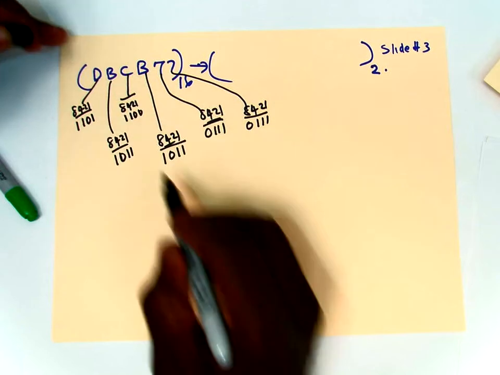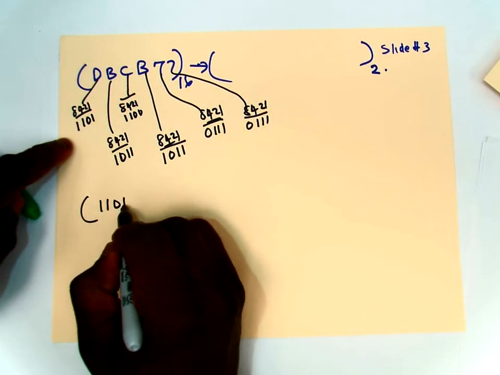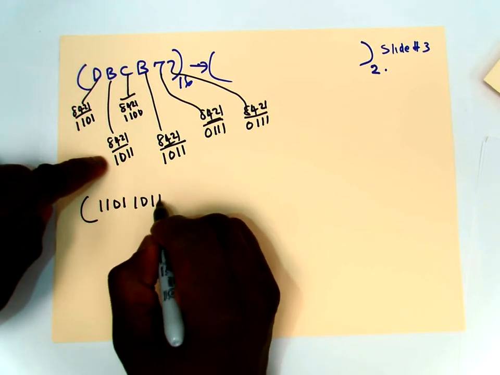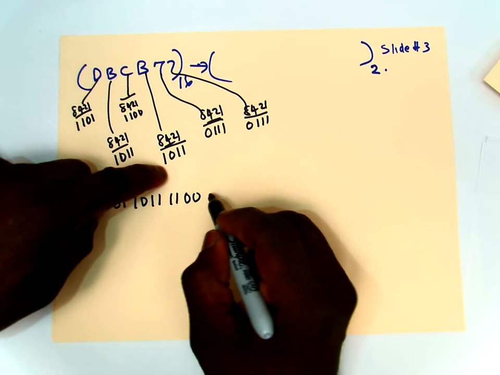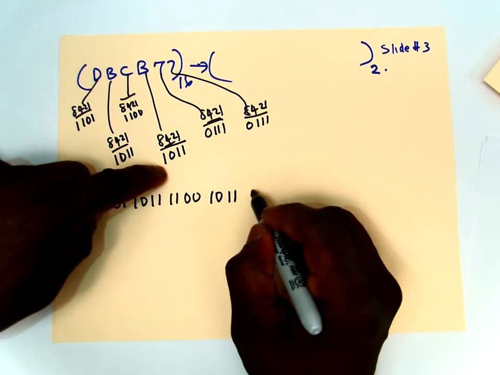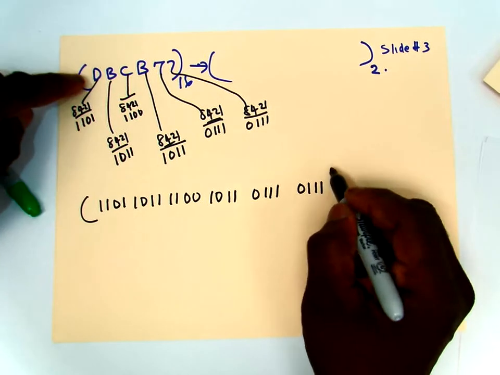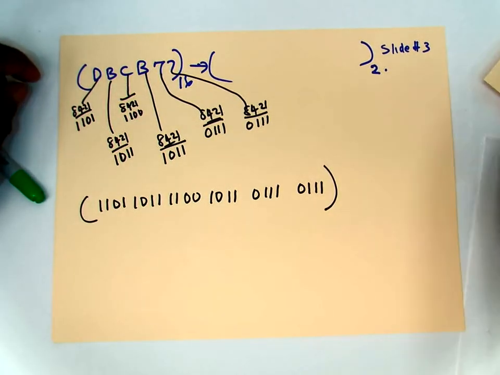So I'm going to write them together now. 1101, 1011, 1100, 1011, 0111, 0111. You see that this is exactly what we started with in slide 1.